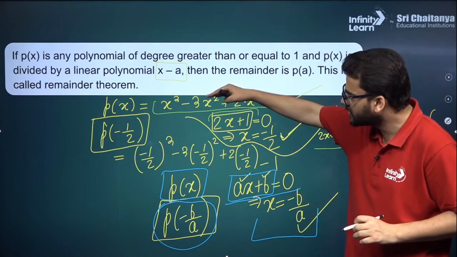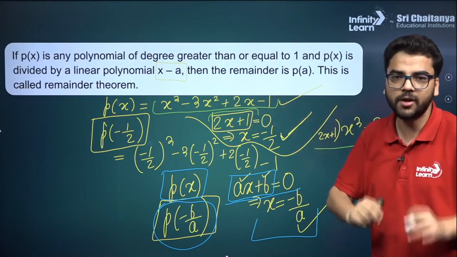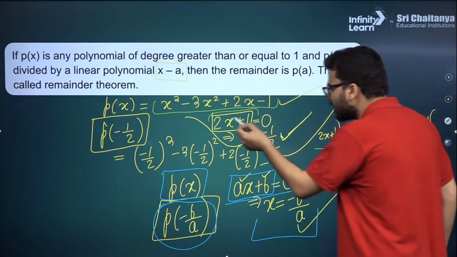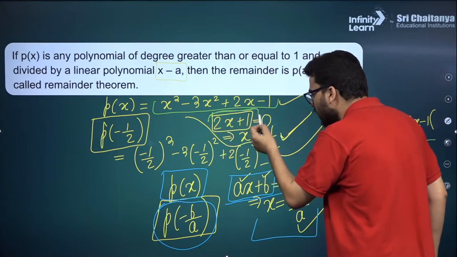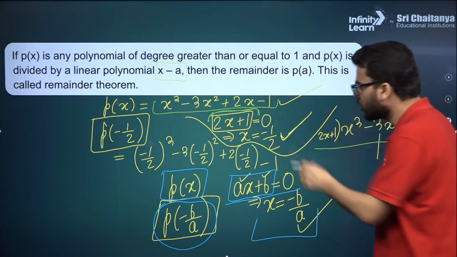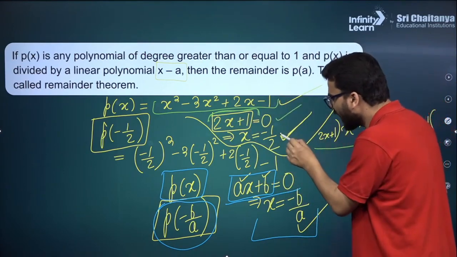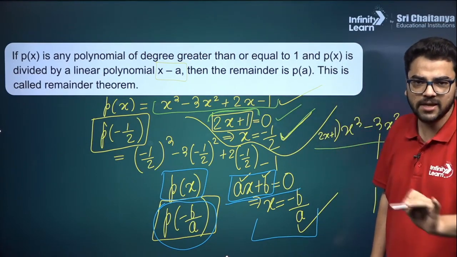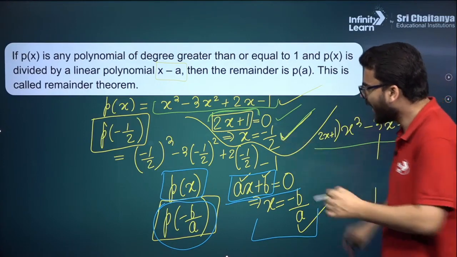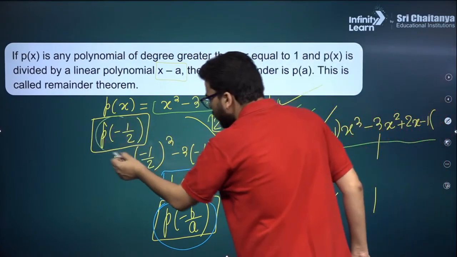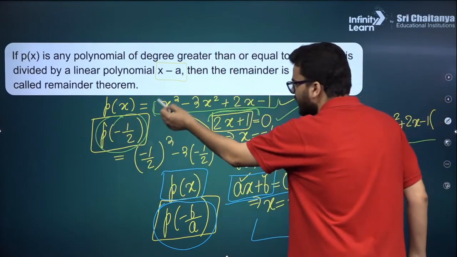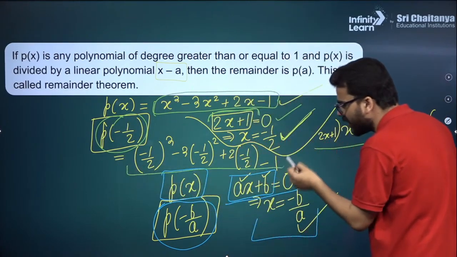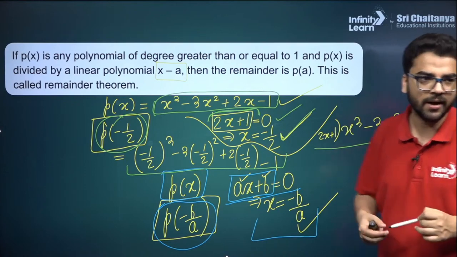So when you are dividing this cubic polynomial by a linear polynomial, you want to get the remainder. So what you will do? First put this linear polynomial equal to 0. You will get x is equal to minus 1 by 2, correct? Now put x is equal to minus 1 by 2 in the polynomial itself. So you will get this value and this is the remainder. I am not simplifying. You can do that. I hope it is clear.